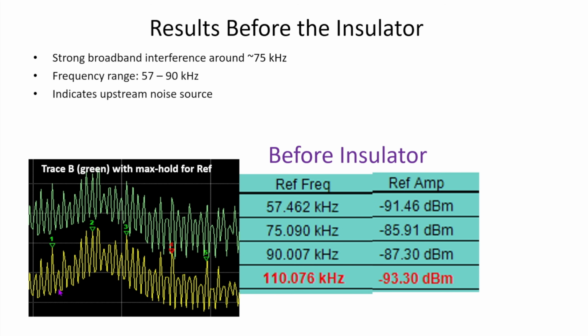This suggests an upstream noise source, likely related to switching activity or power electronics. At this point, it is important to emphasize the insulator is not the origin of this noise. Instead, this interference already exists on the line and is being conducted into the measurement location.